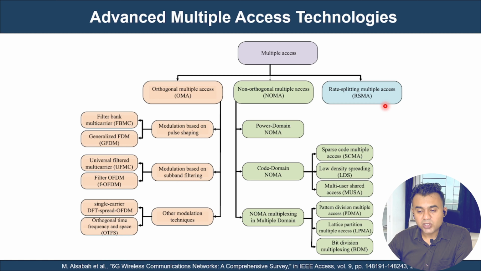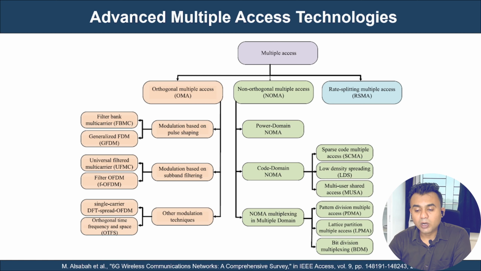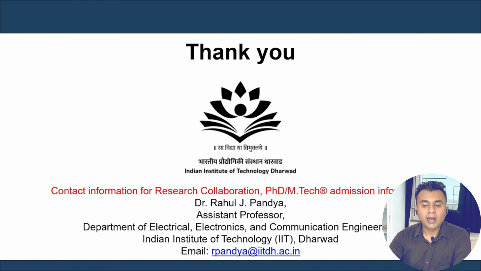The third technique we have just seen was rate splitting multiple access. We have seen that in more detail. Further, you can refer to that particular research paper. So this was the research paper. From that we can refer and read more about RSMA, right?